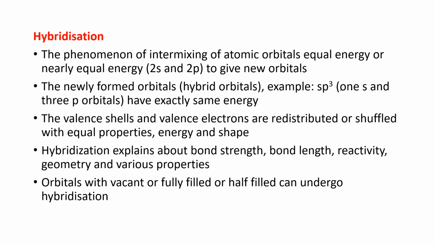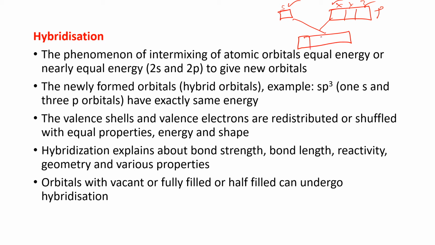Example: sp3. In sp3 hybridization, one s and three p orbitals are going to get intermixed, leading to the formation of sp3 hybrid orbitals. These sp3 hybrid orbitals have the same energy. Let us consider this is the s and this is the p. In the p we have three degenerate orbitals, x, y, and z. The s has a slightly different energy. These s and p orbitals are going to get intermixed, leading to the formation of new hybrid orbitals known as sp3.